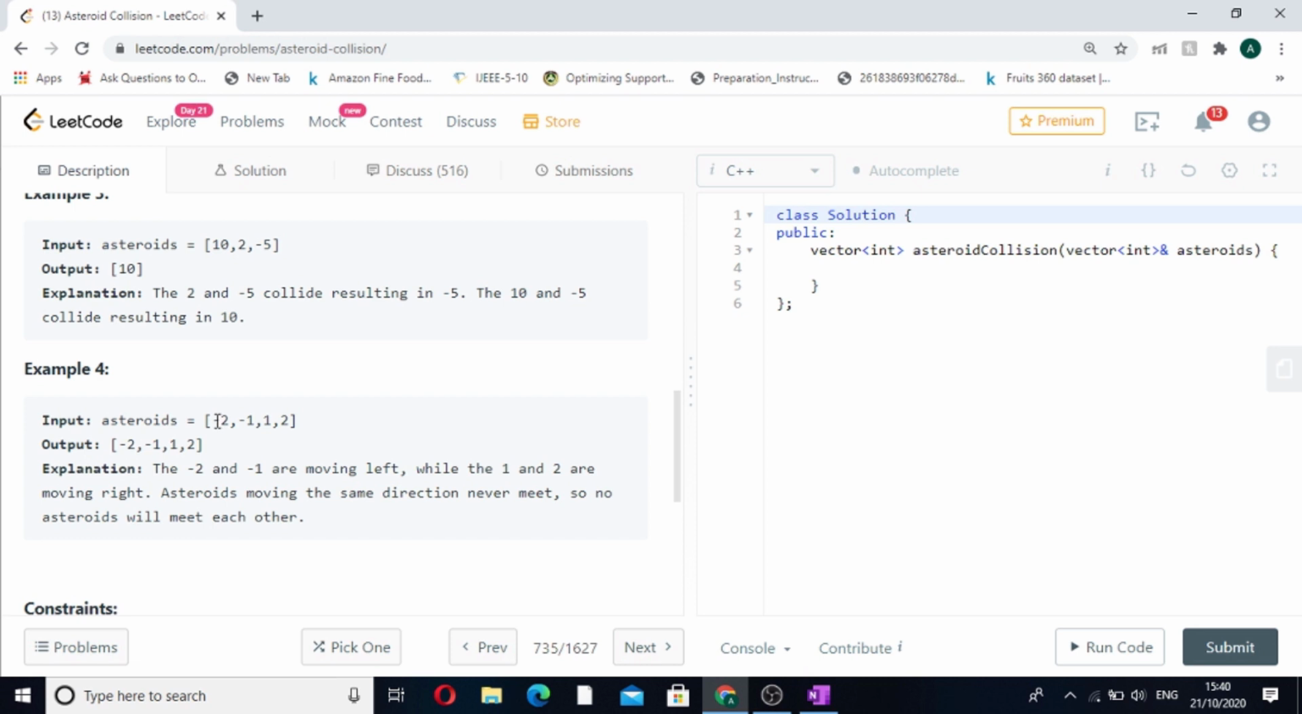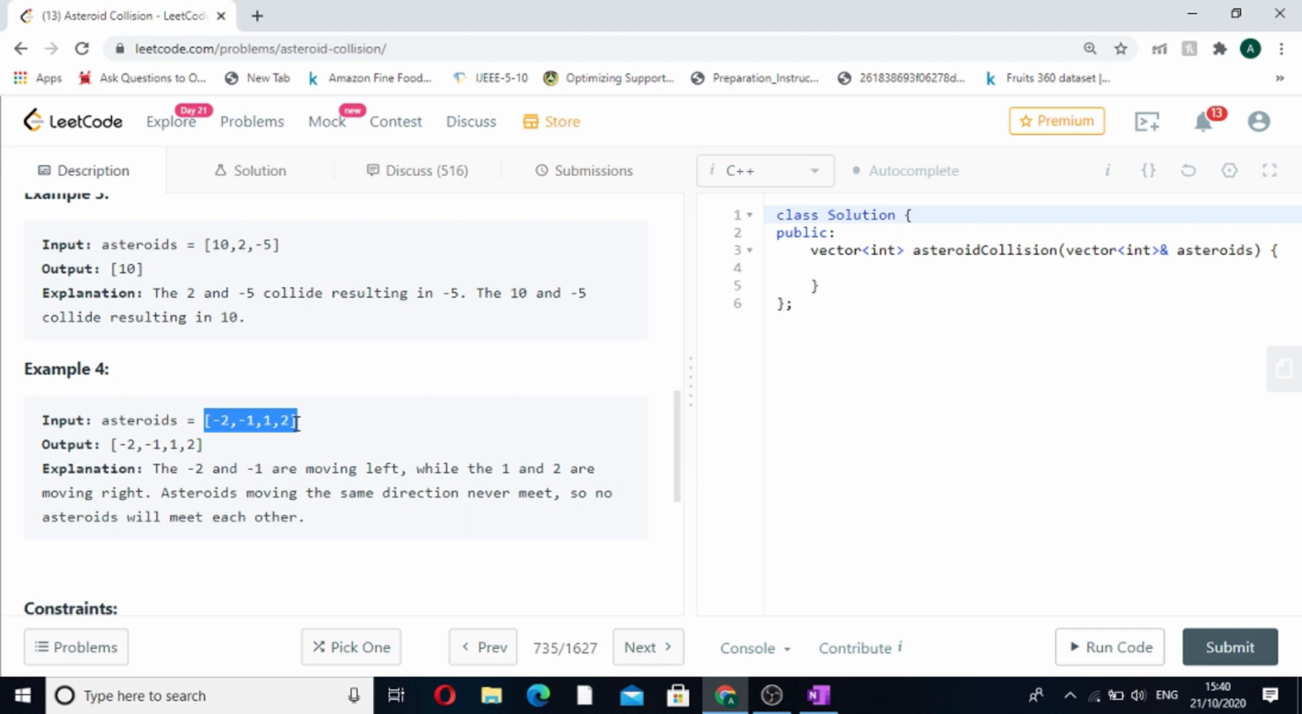I have told you earlier that for -8 and 8, the order really matters. So here also, -2 and -1 are already moving in the left direction, and after -2 and -1 there come 1 and 2. They are of the same mass and same speed, but they are moving in the right direction. So there will be no common point where they can meet and collide. So in this case no collision will take place.